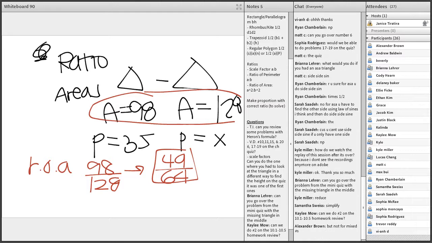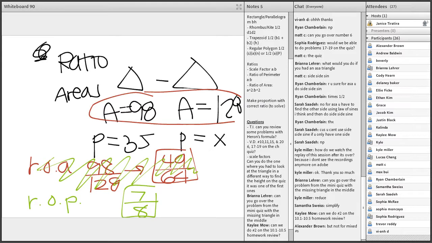Then we need to find the ratio of perimeter. You could do it for mixed numbers too. You just have to push second ABC, Alexander. So now you take the square root of 49, or just change your mixed number to an improper fraction, Alex. So the square root of 49 is 7, and the square root of 64 is 8. So again, this is now used up. We're not going to use those numbers anymore.